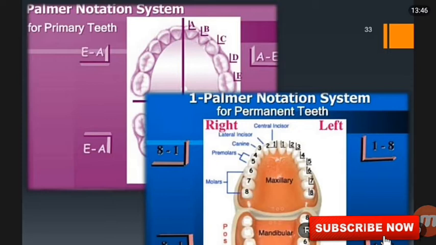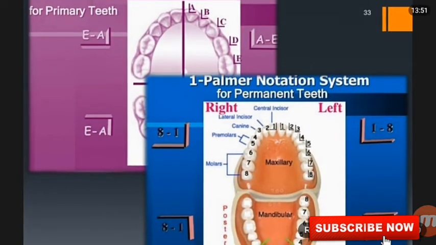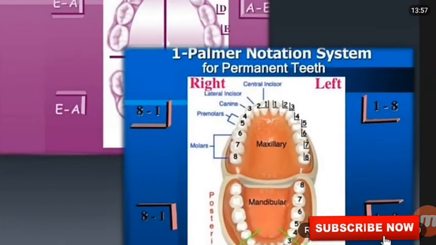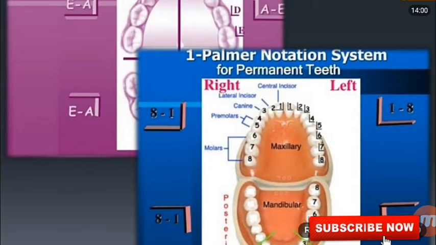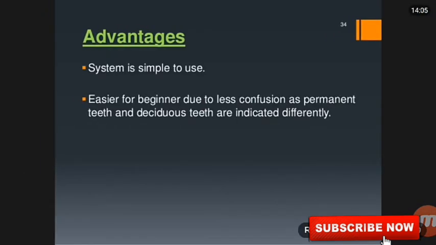In this picture you will see how this teeth numbering system works. Pause the video and watch it clearly. The main advantage of this system is that it is simple to use, and it is easier for beginners due to less confusion, as permanent teeth and deciduous teeth are indicated differently.